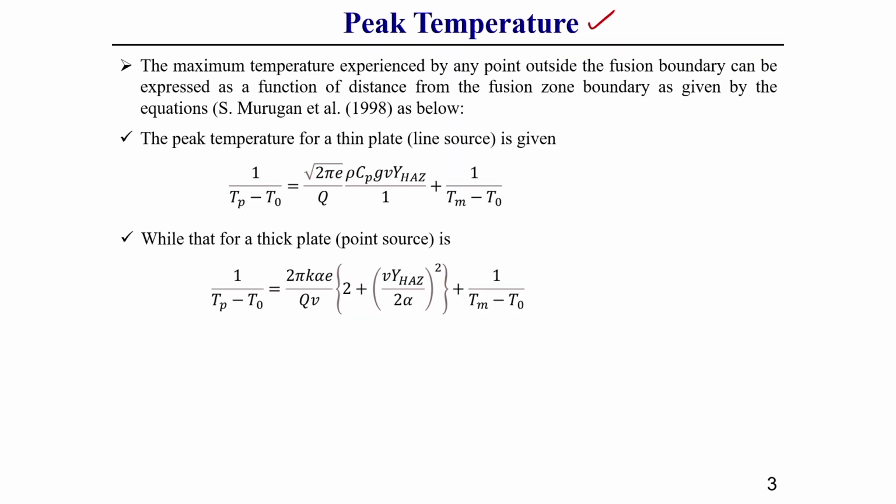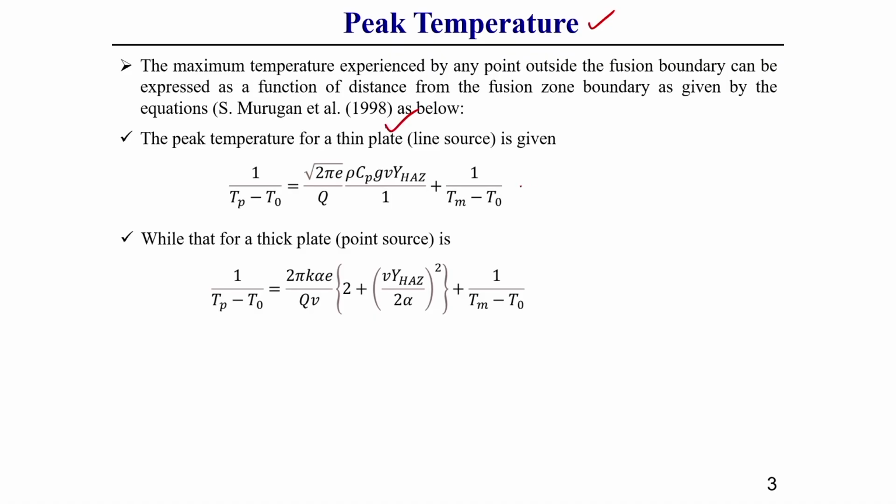In the last lecture I discussed what peak temperature is generally attained outside the fusion boundary of a welding specimen or welded plate during its whole welding operation. How to estimate that? Using the thin plate equation it can be represented like this, and for the thick plate case using a point heat source it can be represented like this. How these come about I have already discussed in detail in the last lecture.